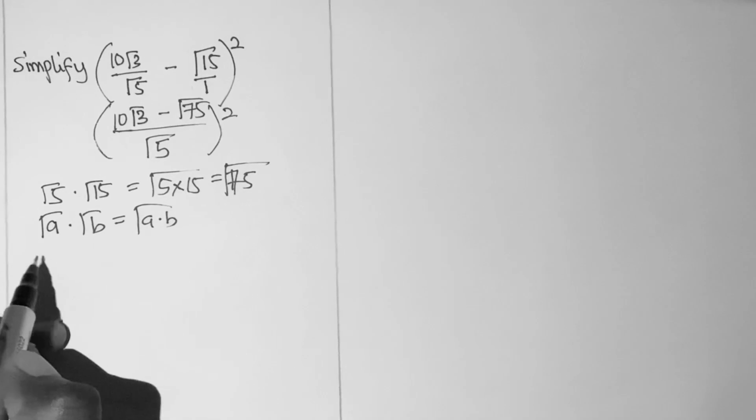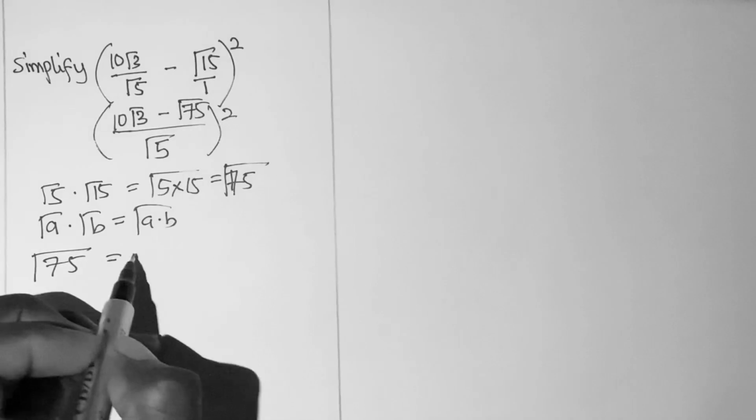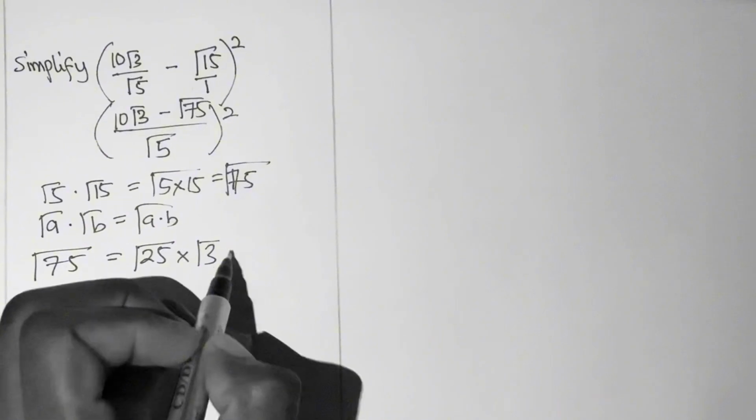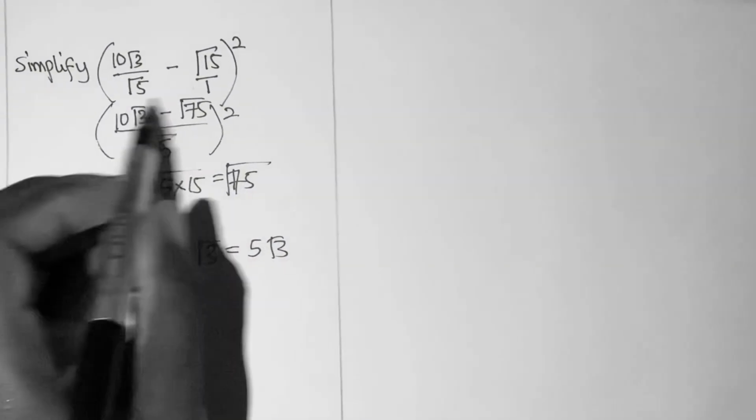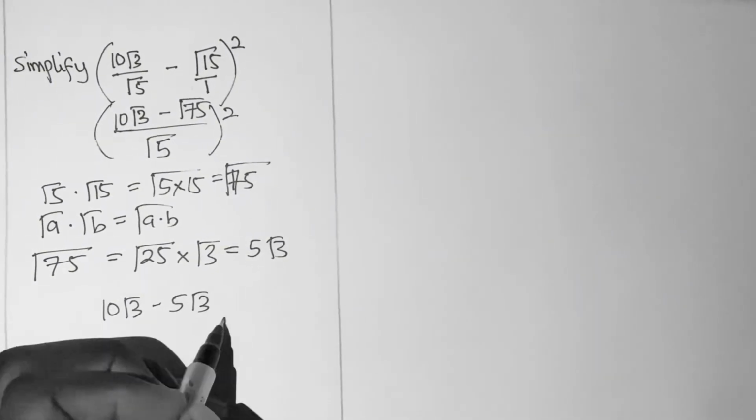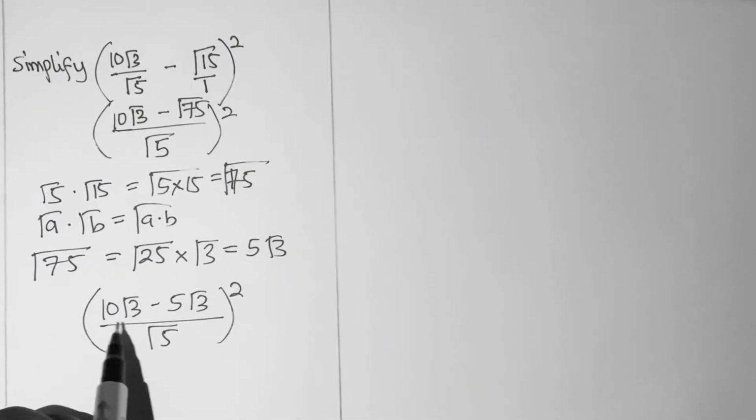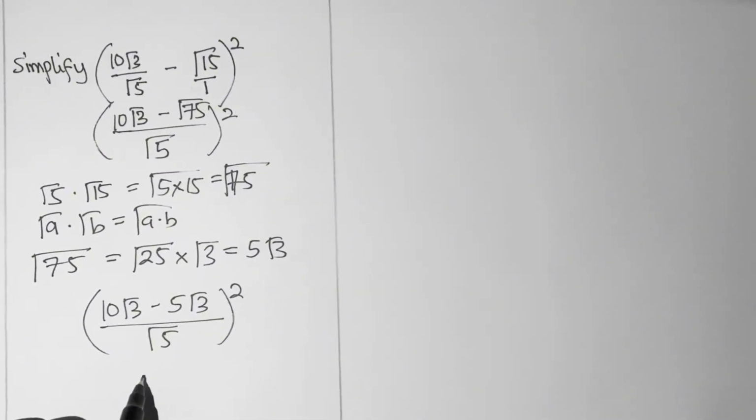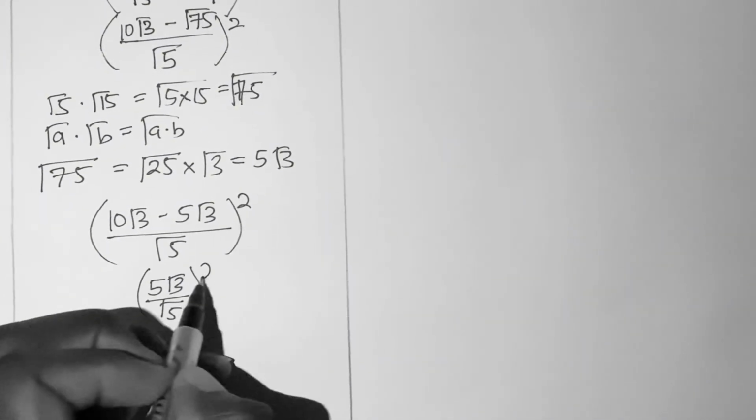So now let's express square root of 75 in its lowest form. That is equal to square root of 25 times square root of 3. Then square root of 25 is 5. So this becomes 5 root 3. So all of this becomes 10 root 3 minus 5 root 3 divided by root 5 all squared. Now 10 root 3 minus 5 root 3 is 5 root 3. So here becomes 5 root 3 divided by root 5 all squared.